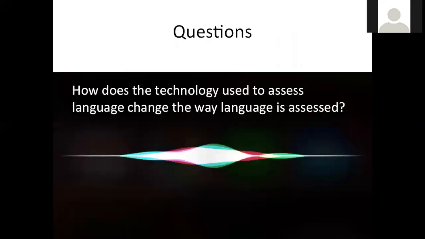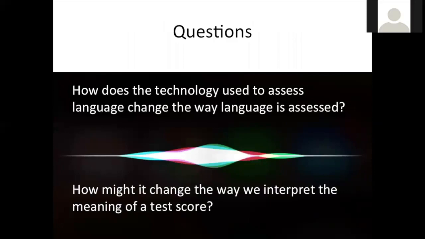So another question, how does technology used to assess language change the way language is assessed? Or think about this question, how might it change the way we interpret the meaning of a test score? So for example, if we're asking our students to complete a reading test on a smaller tablet or even a phone, since the screen is smaller, there's going to be more scrolling, and it's going to be different reading than if they were presented the reading passage on a larger 11, 13-inch screen.